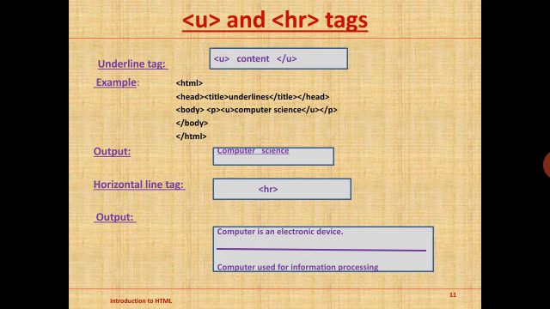For example, we are starting with the paragraph computer science. Hence, in the output, the text computer science appears underlined, which is shown in the output.